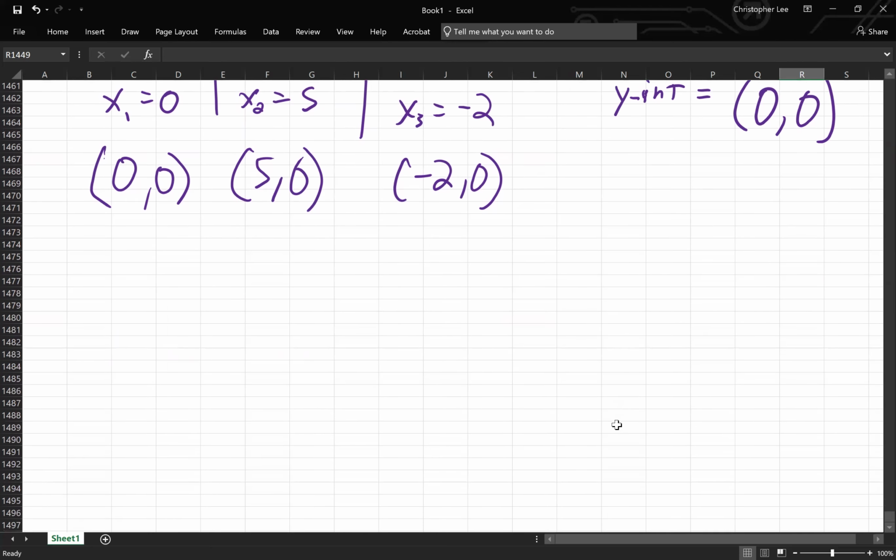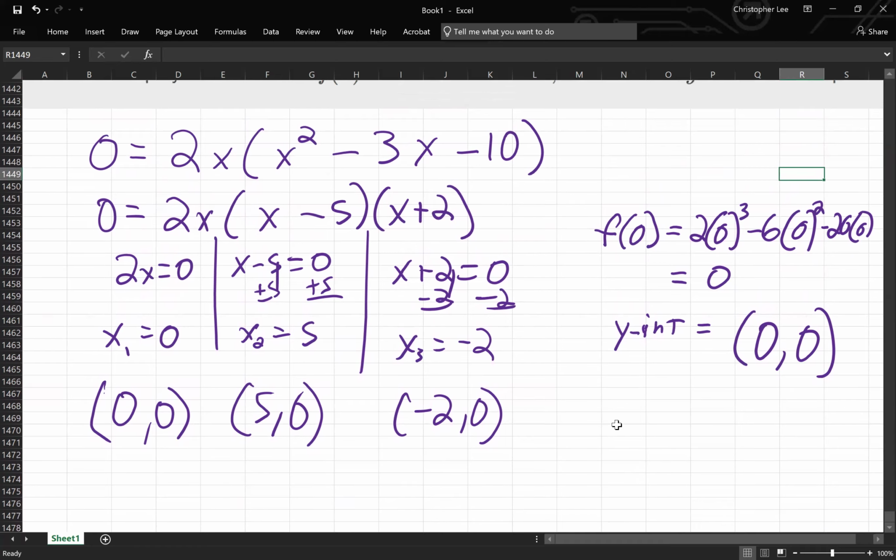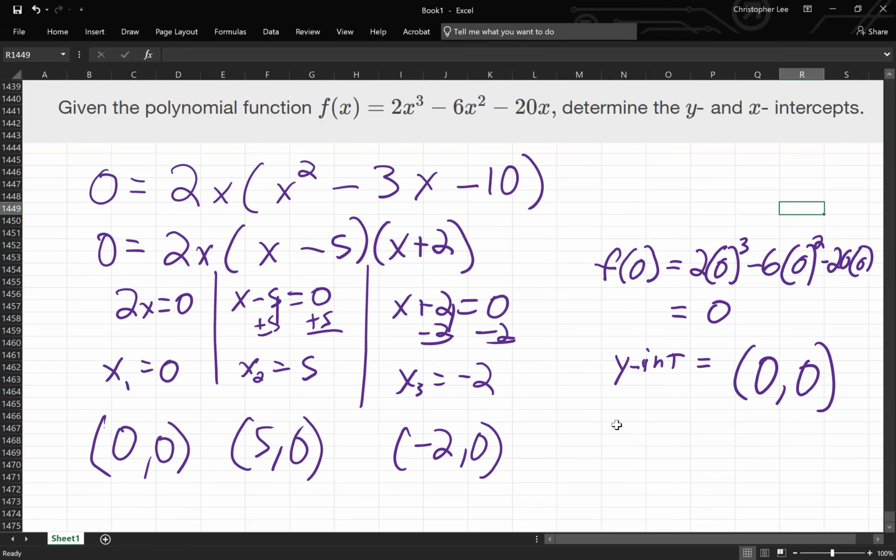All right. Which one? That's minus 20x up top here. Oh, you mean over here? Times 0. Yeah, because I'm plugging in 0 for all the x's there.